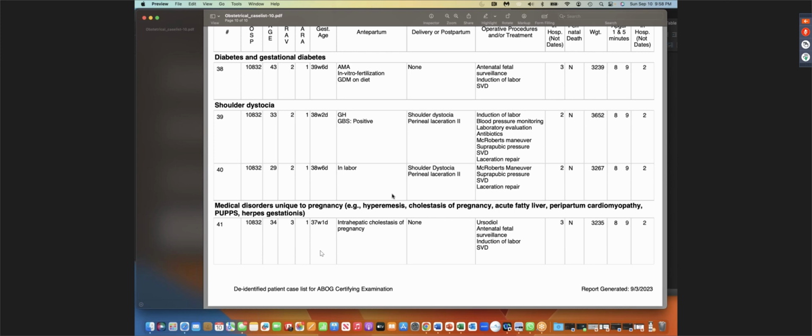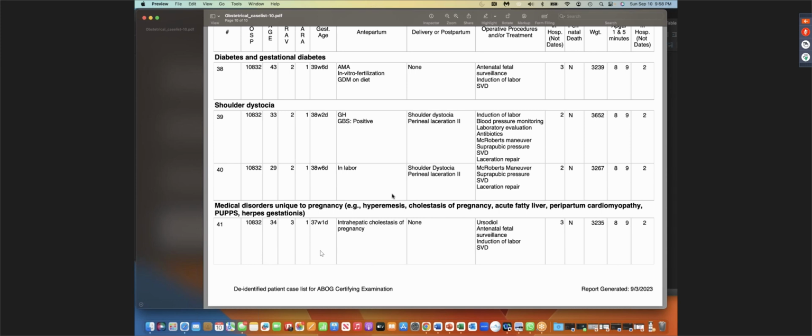But how is the diagnosis made? So bile acids more than 10. Okay. So you chose to deliver this patient at 37 weeks. Is that correct? Yes.